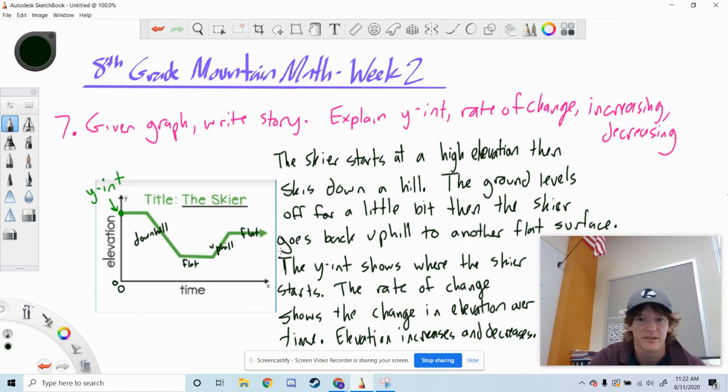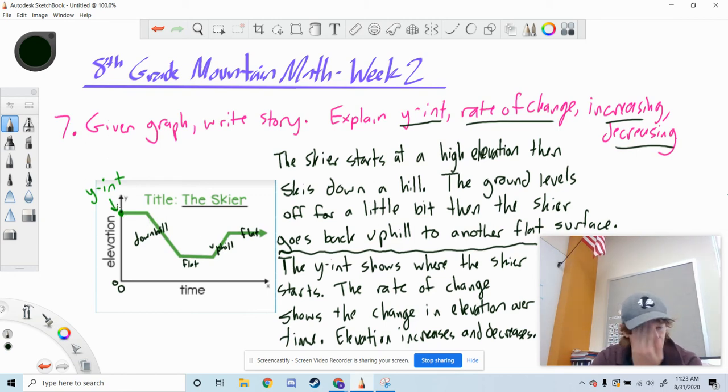Our first story really put it in our own words what was happening, and then I wanted to specify and use the words y-intercept, rate of change, increasing and decreasing. So yeah, again, we start right here. We start on the top of a hill. This is almost like a map of our hill, and then they're just kind of standing there, or they're skiing on a flat surface. And then they go down, and then they go back up. And that's just what this graph shows. That's number 7.